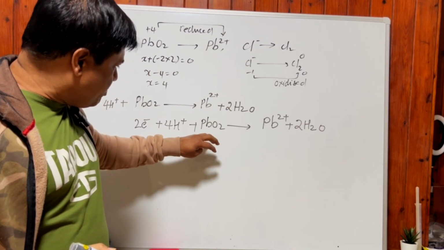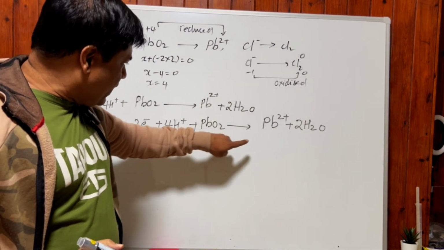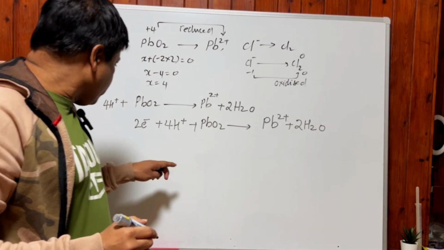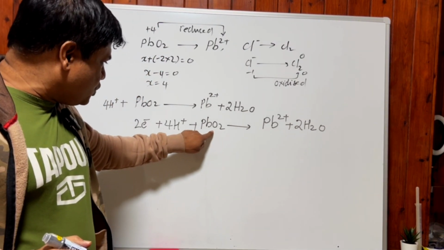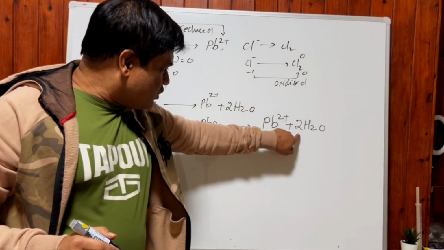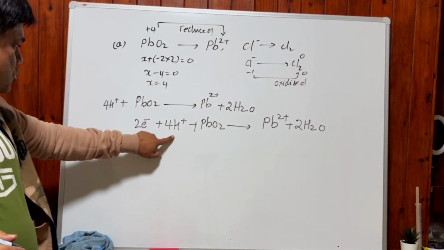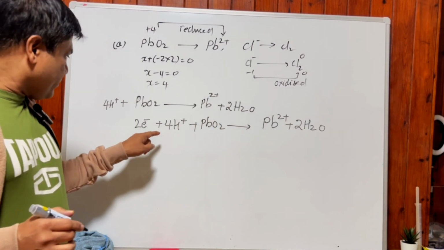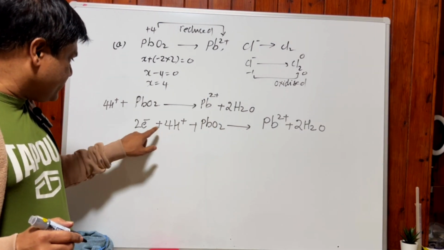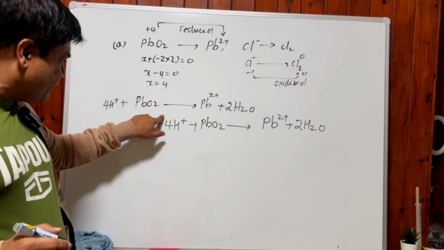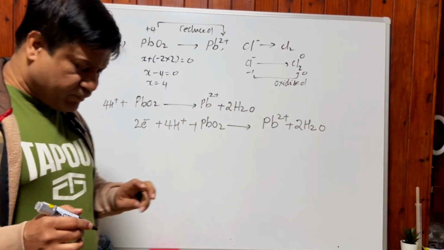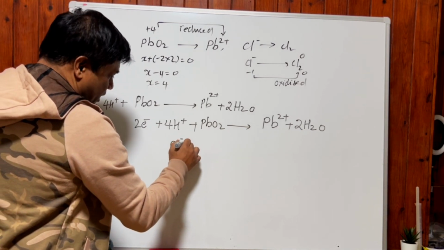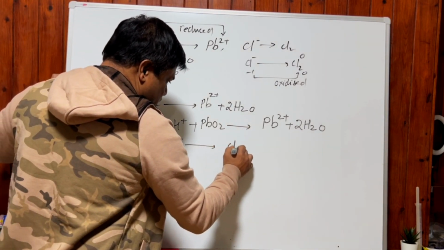How many lead? One lead, one Pb. How many oxygen? 2 oxygen atoms from that side, 2 from that side, 4 hydrogen, 4 hydrogen. Now the charges, 4 positive, take away 2 negative. So 2 positive left here and 2 positive left here. Yeah, it's balanced now. Now the chlorine, Cl minus becomes Cl2.